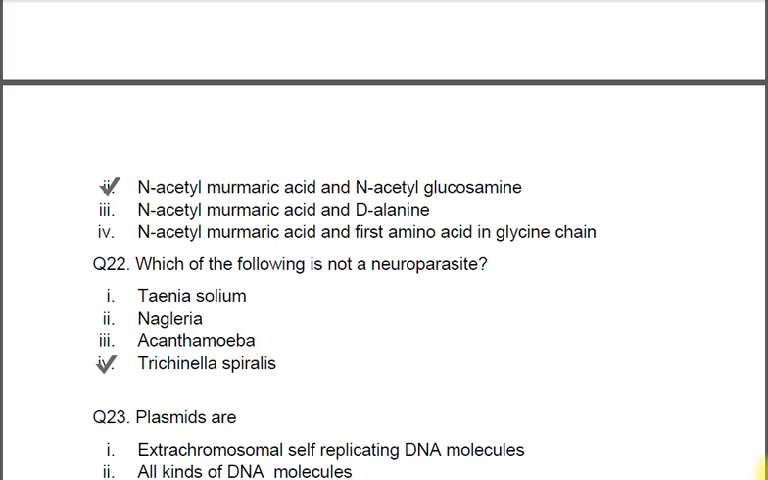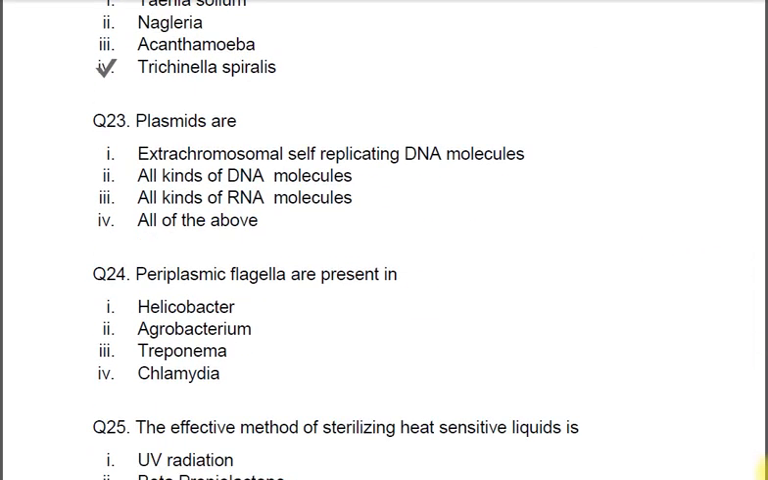The question number 23. Plasmids are 1, extrachromosomal self-replicating DNA molecules, 2, all kinds of DNA molecules, 3, all kinds of RNA molecules, 4, all of the above. A very simple question, and the answer is the number 1, extrachromosomal self-replicating DNA molecules.